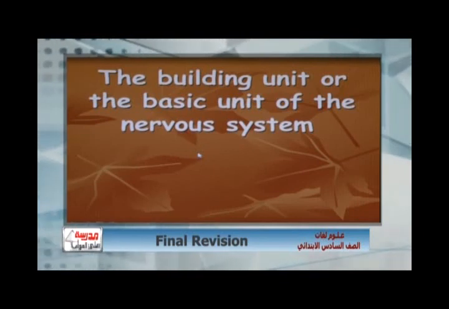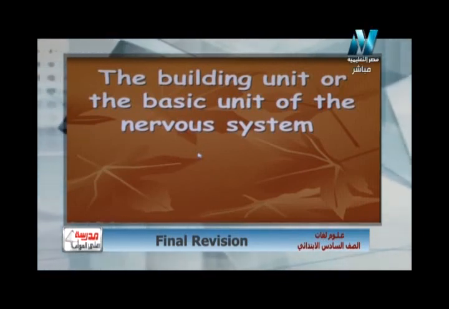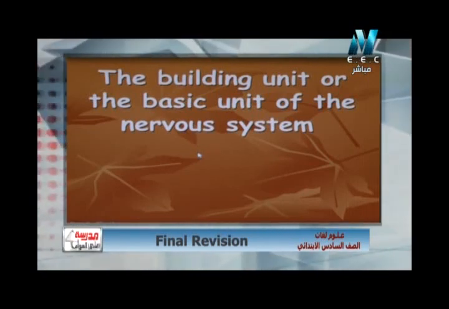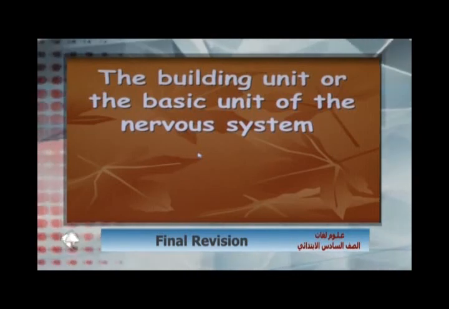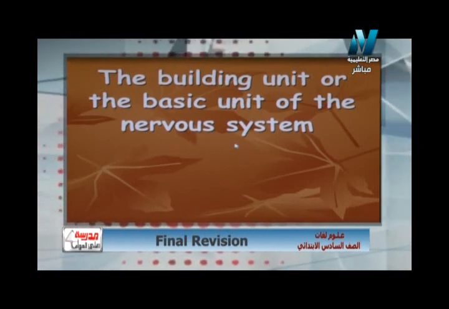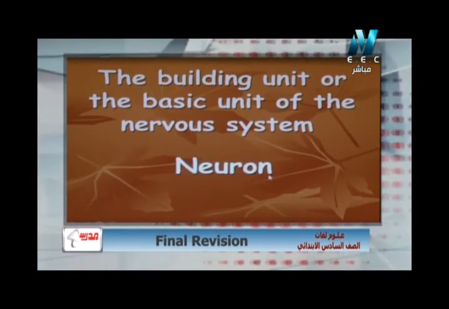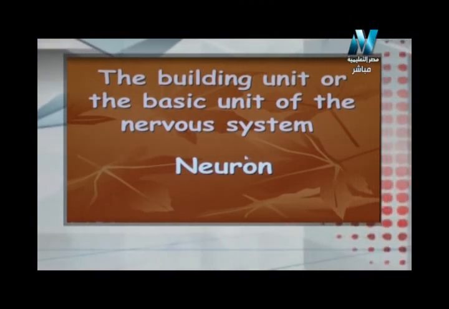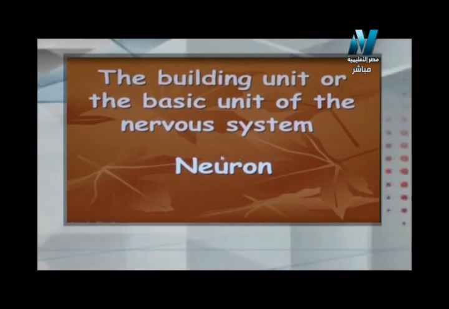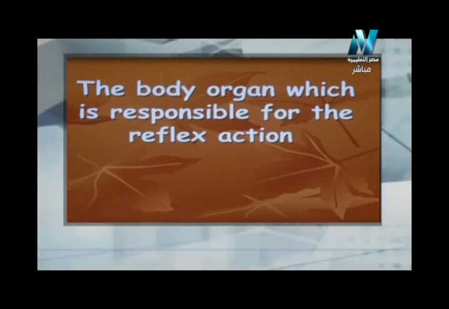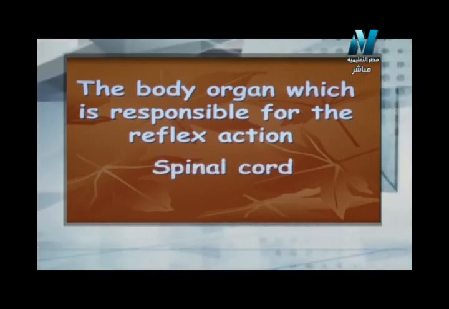Another question. The building unit or the basic unit of the nervous system. الوحدة الأساسية اللي بتكون الجهاز العصبي. درسنا في primary 4 إن building unit of the body هي السل. طب لو بتكلم عن nervous system يبقى أكيد هي خلية عصبية، هنسميها نيورون أو nerve cell. يبقى the basic unit of the nervous system, it will be the neuron. The last question will be the body organ which is responsible for reflex action, عضو مسؤول عن reflex action, surely it will be the spinal cord.